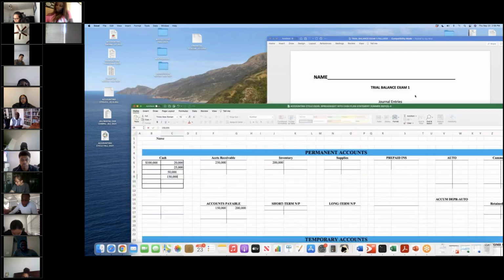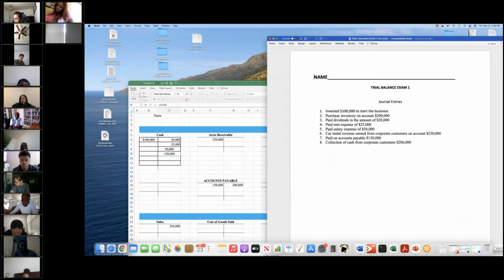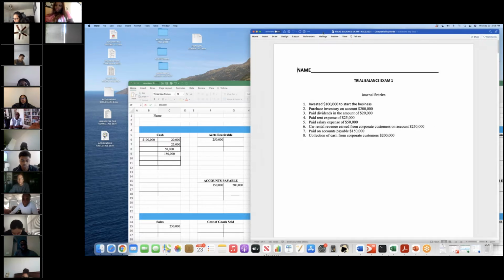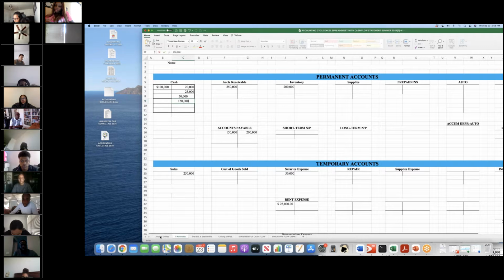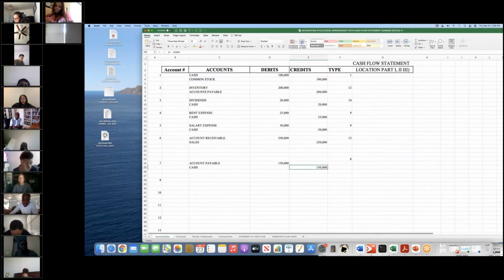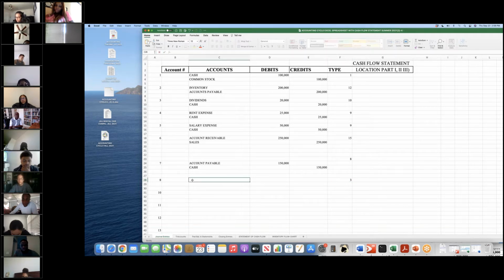Let's look at our final journal entry, collection of cash from corporate customer. What is our type? That's a type 3. So we're going to go to the journal entries, put a type 3 here. We're going to debit what? Cash.